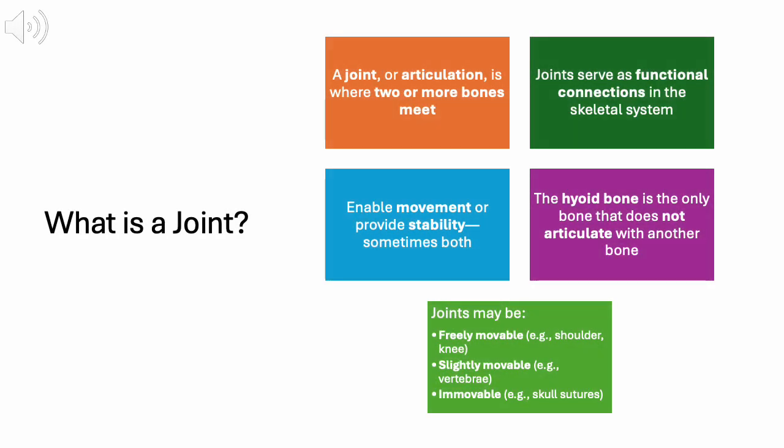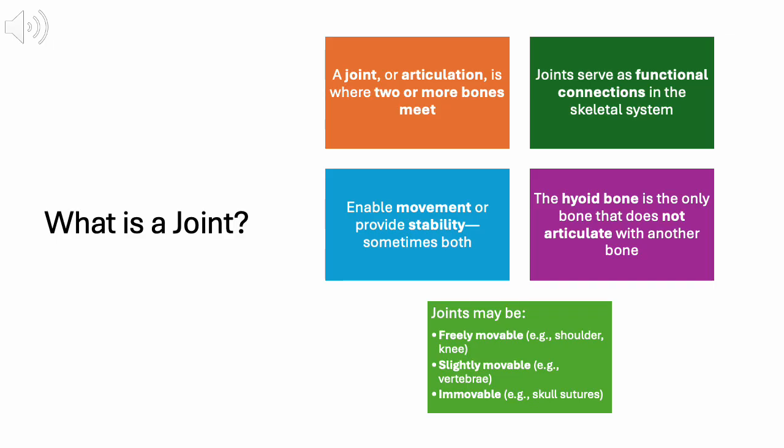Now let's define what a joint is and why it's so important. A joint, also known as an articulation, is the point of contact between two or more bones. In anatomy, this concept is fundamental because joints are what allow our bodies to move, and they also help keep our skeletons structurally sound. Interestingly, almost every bone in the human body is connected to another bone through a joint. The exception is the hyoid bone, which is found in the neck and supports the tongue. It doesn't form a traditional joint with any other bone, which makes it unique.